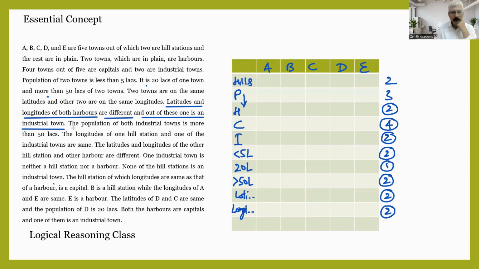Second, the population of both industrial towns is more than 50 lakhs. Again, we don't know which two are industrial. So again, underline it.